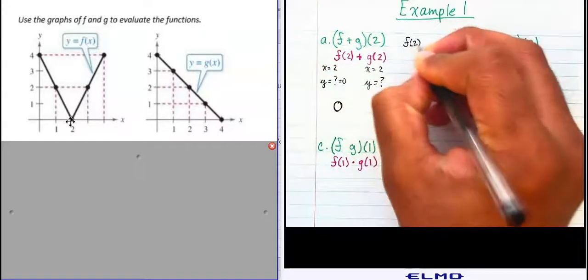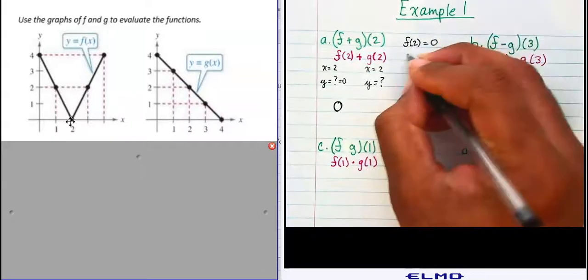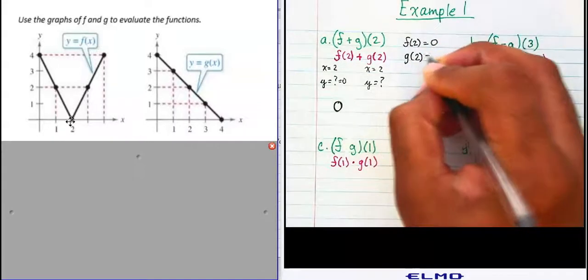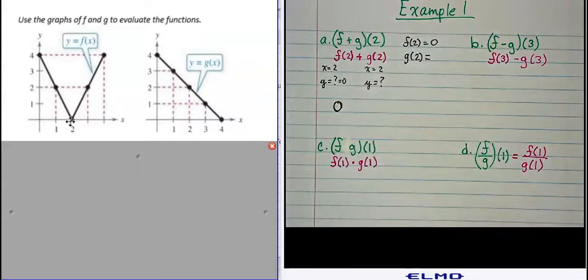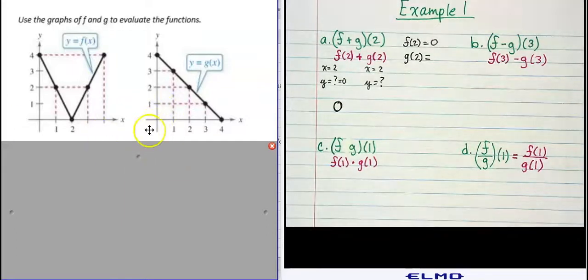And again here, when you do this, you don't actually have to do this step I'm doing right now. If you want to, you can, but you don't have to. All right. When it comes to g of 2, so here x equals 2, your y value is 2. So when x equals 2, you go to the graph, and the y value there is 2.